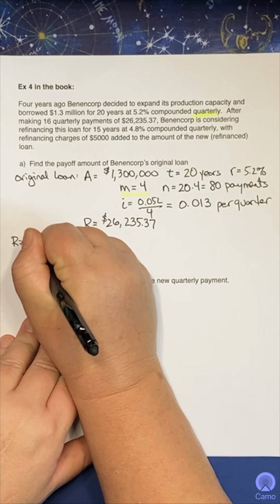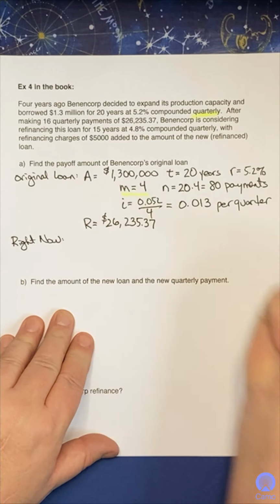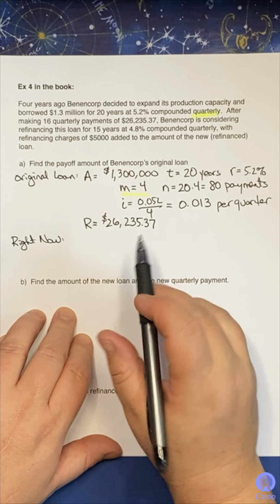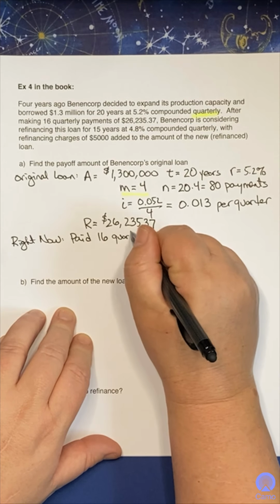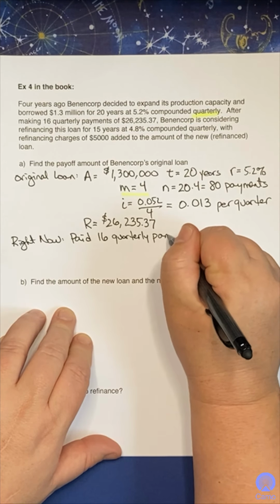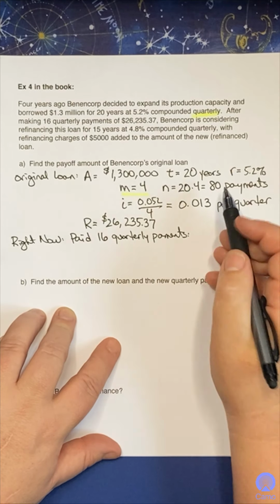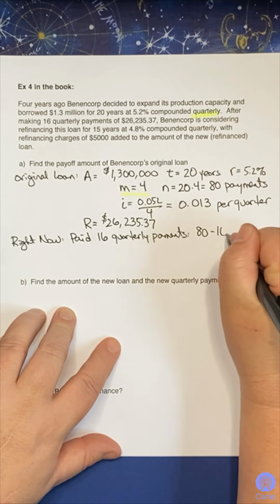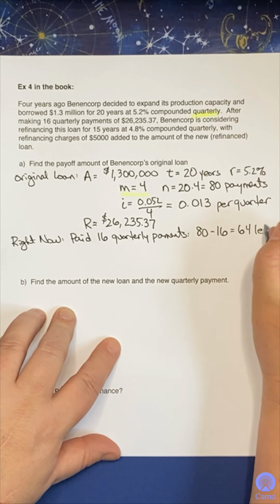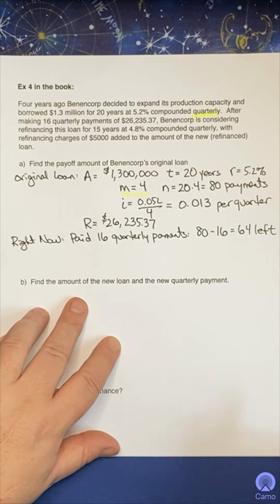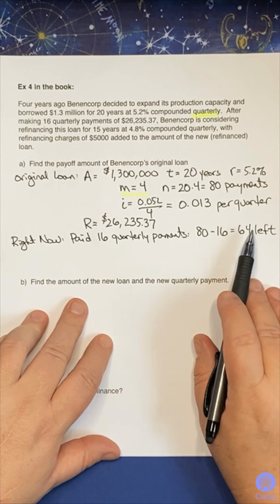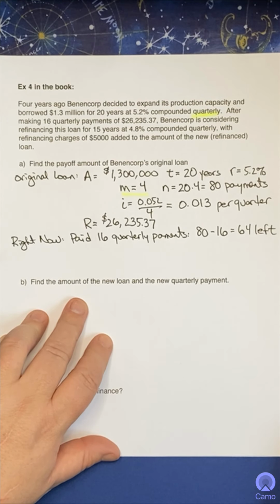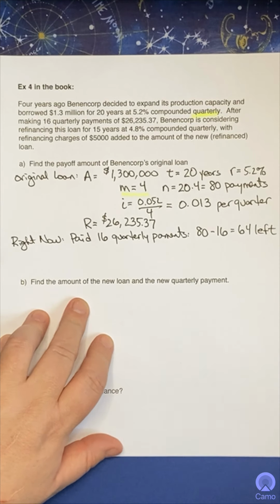Right now, they've paid 16 quarterly payments. So out of the 80 payments, they've got 64 left. Does that make sense? If they paid 16 of the payments, then 80 payments total minus 16 is 64 payments left. And what we want to find out is how much is outstanding, how much is due right now.